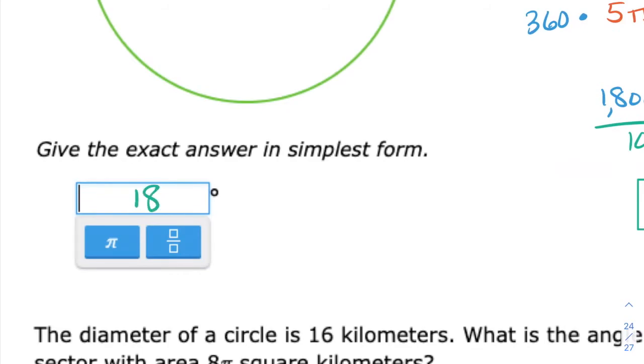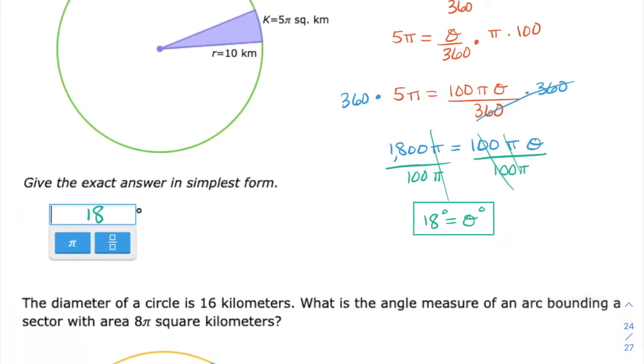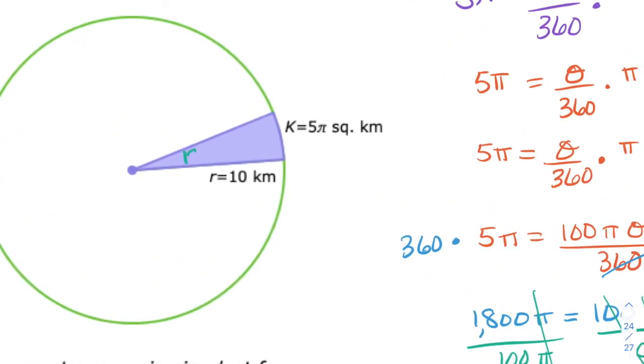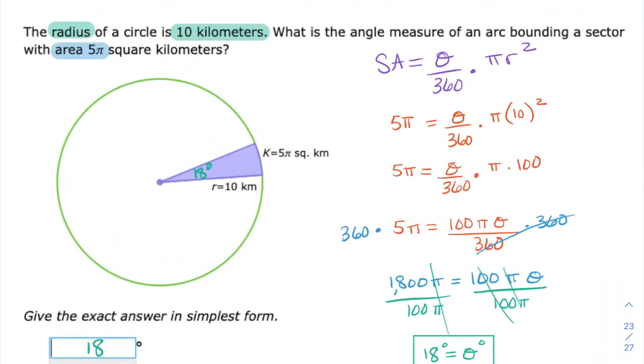So that's what it would have been. That's what it had to have been if we had a sector area of 5 pi square kilometers with a radius of 10. That degree measure in the middle would have had to have been 18. And that's what we found, 18 is right there, 18 degrees. Okay.